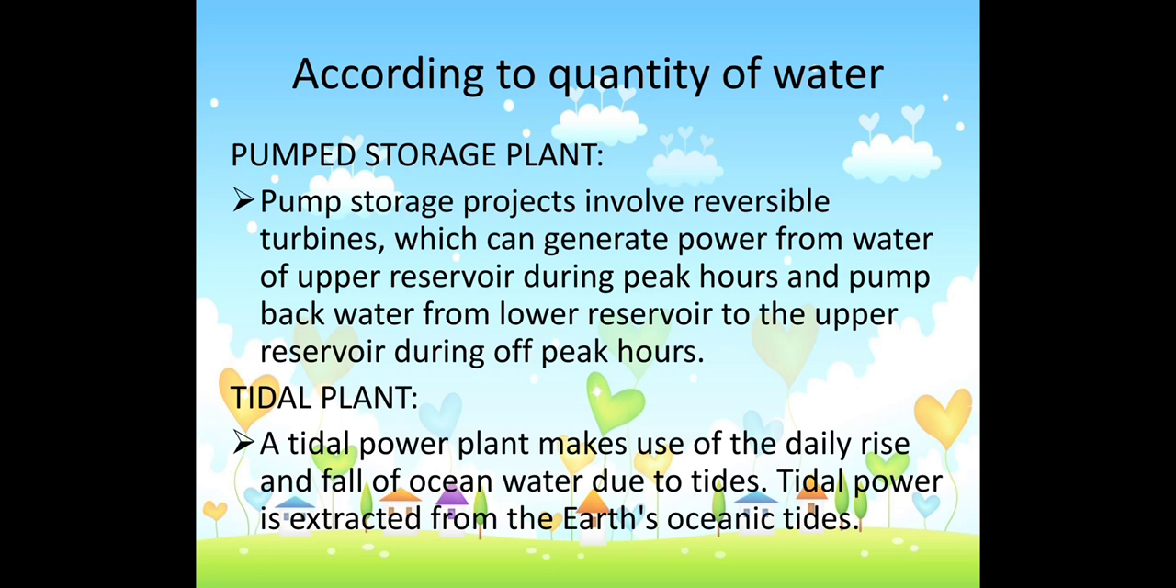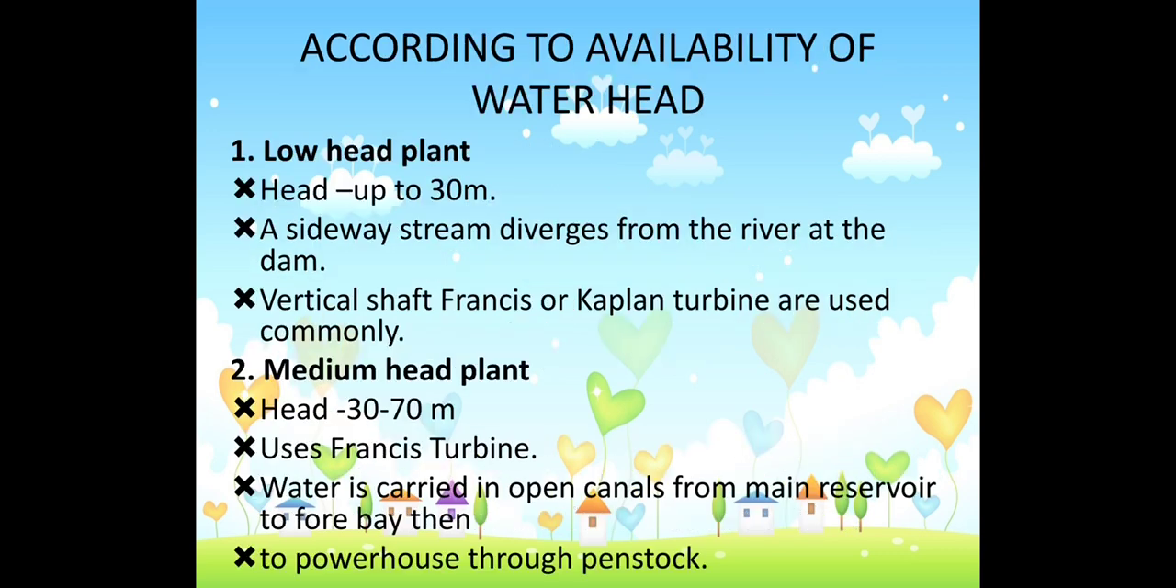This type of power plant is very rare in the world because its cost is very high. And then the tidal plant, where you can use the ocean. The height of the ocean changes due to the moon. We can use the changing height of the water with the help of a turbine. It is possible to generate power according to the availability of water head.